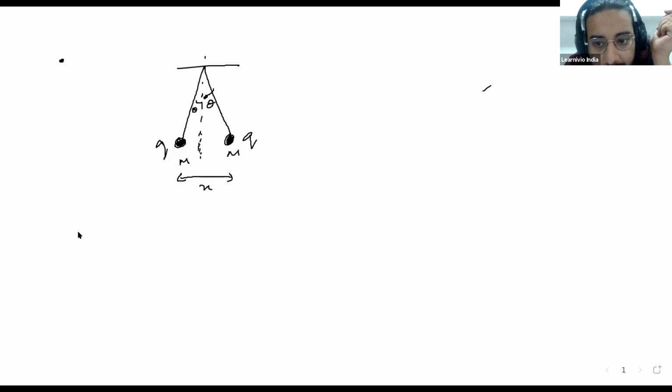Can you repeat the whole question once again? In the given figure, two tiny conducting balls of identical mass m and identical charge q hang from non-conducting threads of equal length L. Assume that theta is so small that tan theta is almost equal to sine theta. Then, for equilibrium, x is equal to... Okay, so you just need to draw the free body diagram.